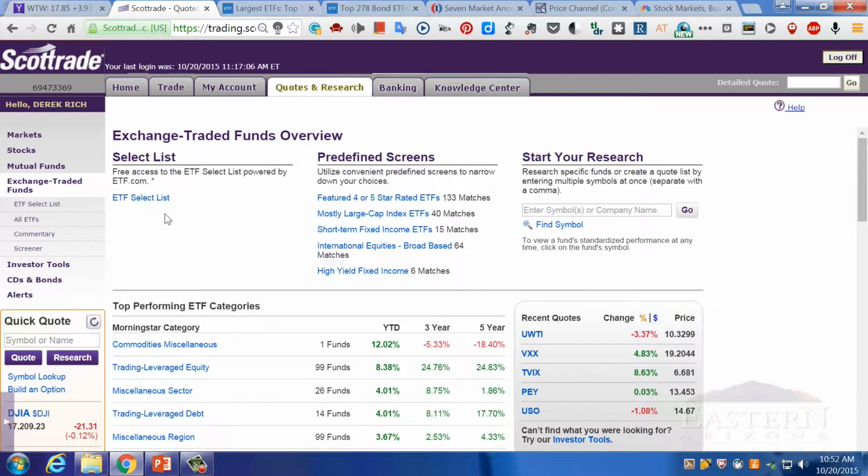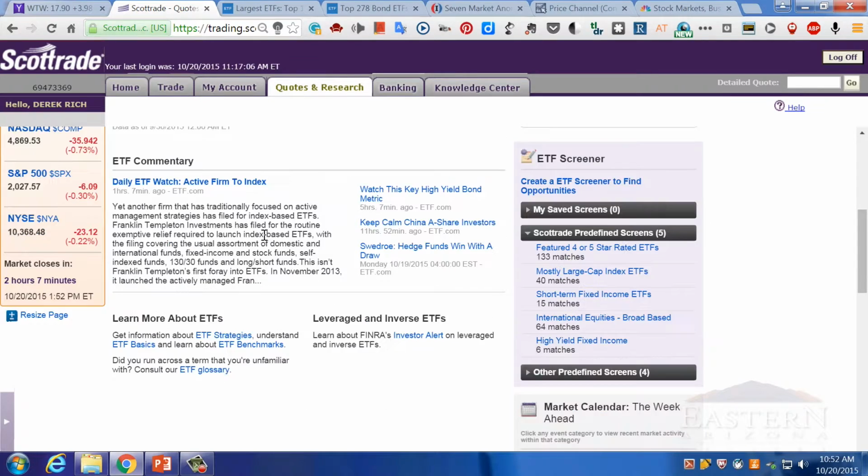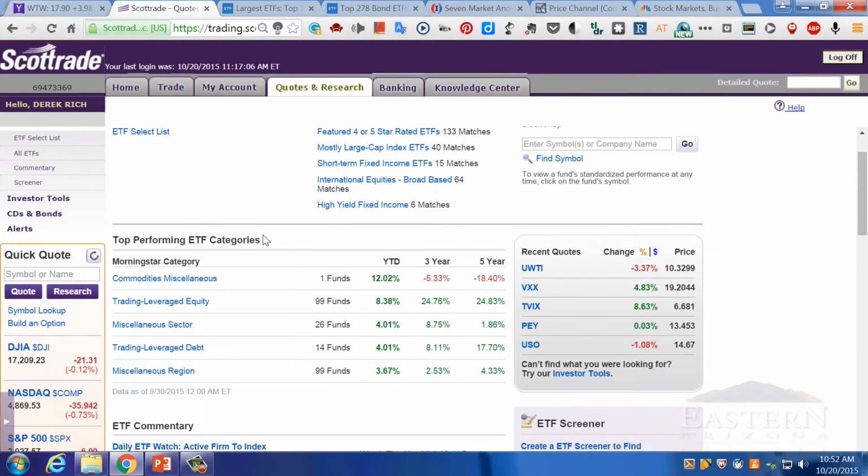What else can we look for? Here's a list, featured 4 or 5 star rated ones, large cap ones, so these are big companies. Again, it's going to look different based on whatever platform you're using, but they all pretty much have the same things available to all of us.